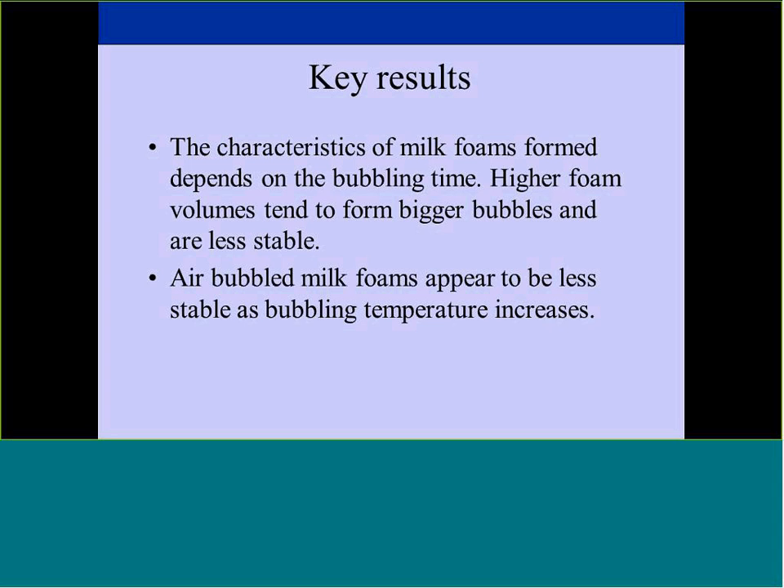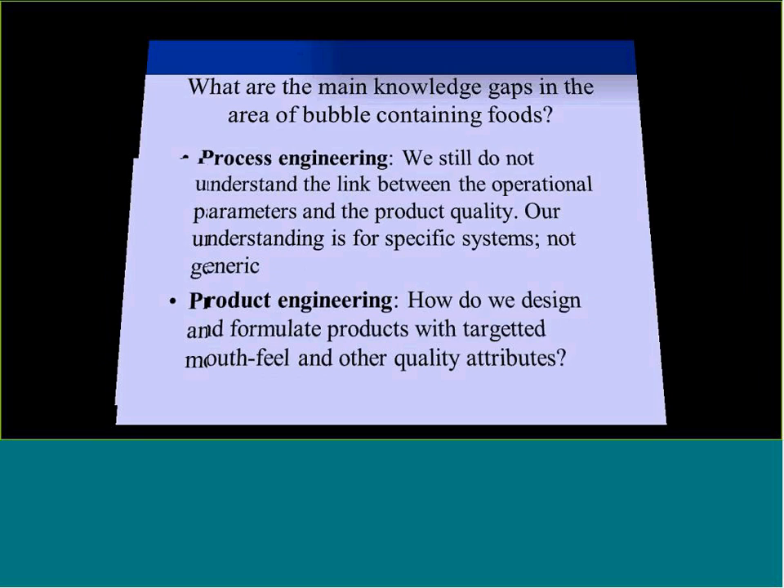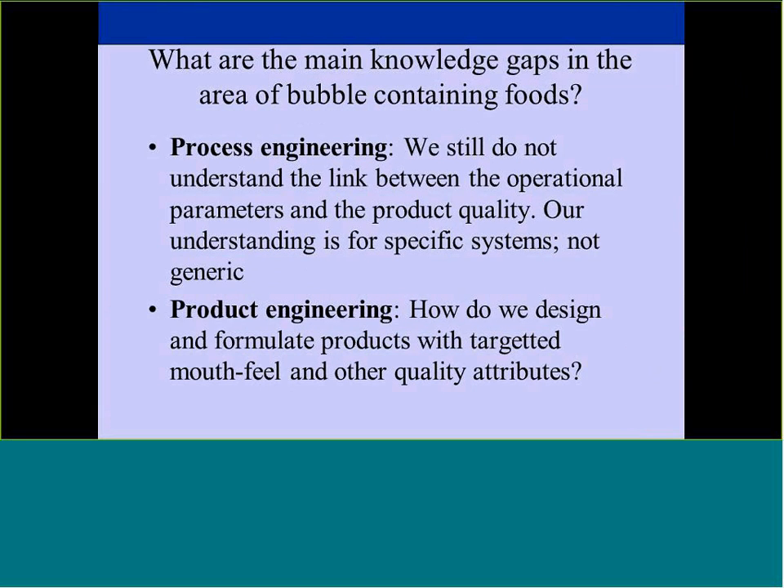So what are the gaps in this area that we have to address? From a process engineering point of view, we still do not understand the link between the operational parameters and the product quality. I think understanding is restricted to some specific systems. It's not a generic understanding, and I think this is an area where we have to focus as engineers.